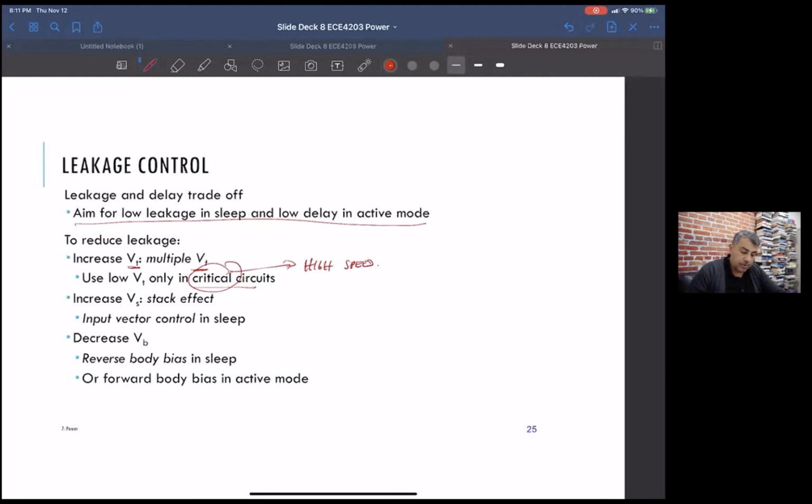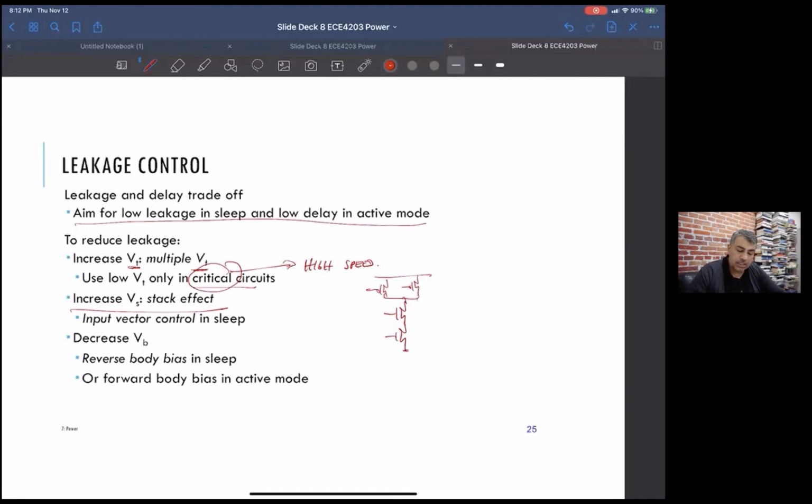Okay, so the stack effect, we said, helps. So how do you use it? Well, even when a circuit is asleep, you left it asleep with known input values. Let's say this NAND gate that we said is in sleep mode, along with millions of its buddies. And we could have left this in a whole bunch of different cases, right?